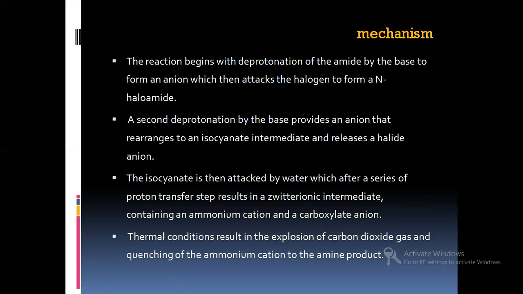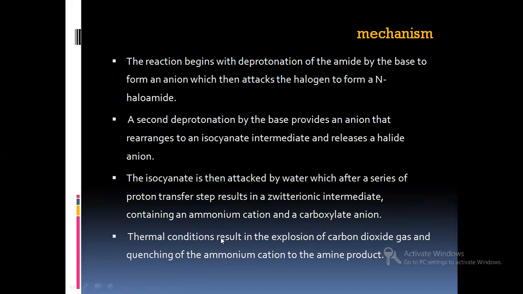Here you have the points. The reaction begins with the deprotonation of the amide by the base to form an anion, which then attacks the halogen to form an N-haloamide. And the second deprotonation by the base provides an anion that rearranges to an isocyanate intermediate and releases a halide anion. The isocyanate is then attacked by water, which after a series of proton transfers results in a zwitterionic intermediate, that is your carbamic acid, containing an ammonium cation and a carboxylate anion.